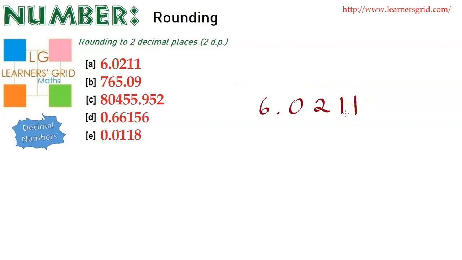6.0211. Okay, so first of all, what you really need to be able to do is to locate the second decimal place. Now here is the first decimal place. It is the place value immediately after the decimal point. So the first decimal place is here, and that means that the second decimal place is the second place value after the decimal point. So in this case, this is the second decimal place. So this is the target digit, if you like. Ultimately, we're going to round that number or that digit.